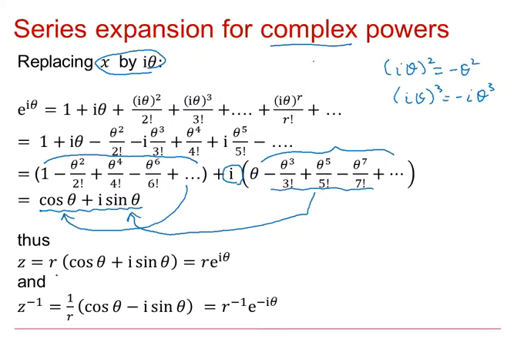So now we have z can be written as r(cos theta plus i sine theta), which we've used extensively before, but it can also be summarized very neatly as r e to the i theta. Similarly, z to the minus 1 will be used quite commonly, and that can be written as 1 over r (cos theta minus i sine theta), notice the negative sign, or it can be written as r to the minus 1 e to the minus i theta.